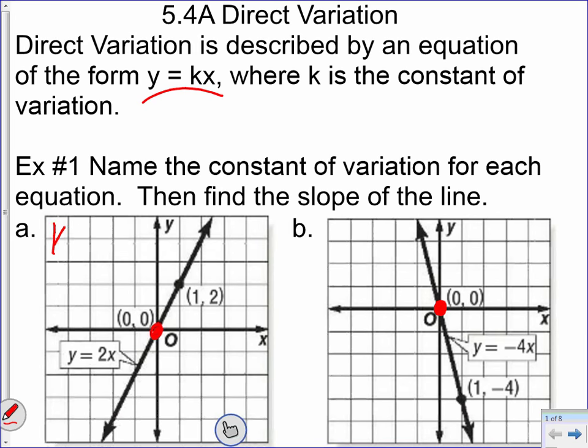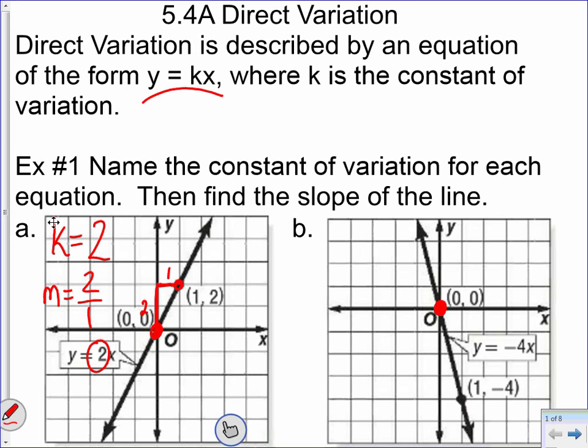So k is the constant of variation. You can see it here as the number 2. Now, if I try to figure out the slope, I can go up from 0, 0, 2 places, and over 1 place. So the slope is 2 over 1. Hopefully you notice that 2 and 2 over 1 are the same number. So in the first instance, the slope and the k are the same.